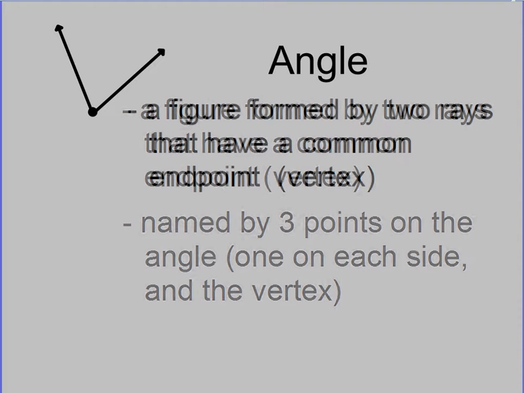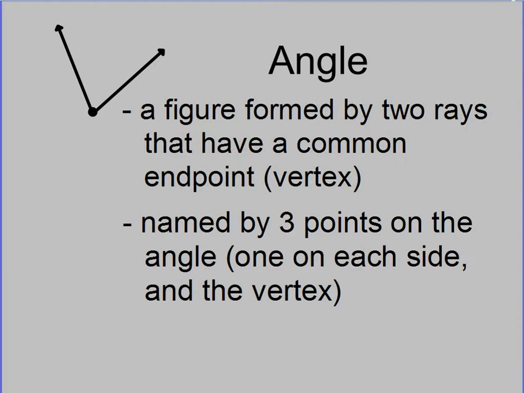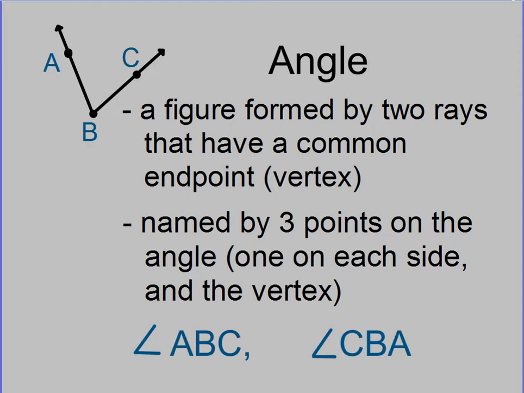When we name an angle, we name an angle by 3 points that are actually on the angle itself. And one of those 3 points needs to be the vertex. Order is absolutely going to matter in an angle name, so let's go ahead and put 3 points on this angle. The two rays in this picture are called the sides of the angle, and I've put 1 point on each side.